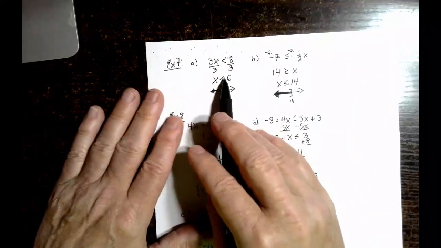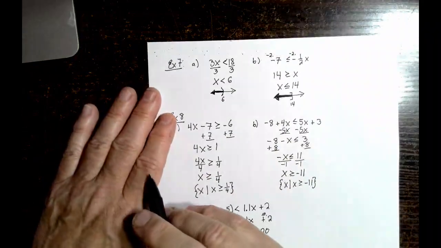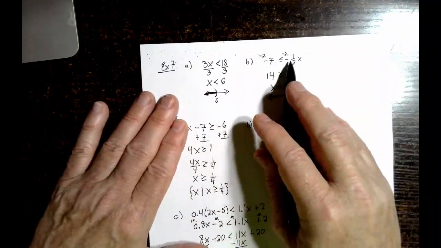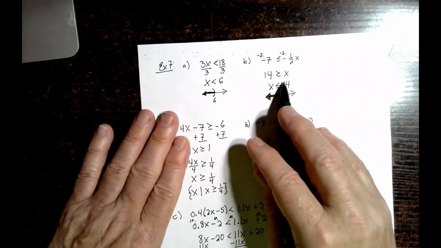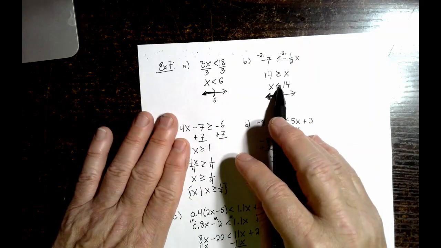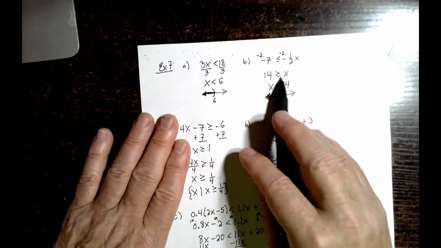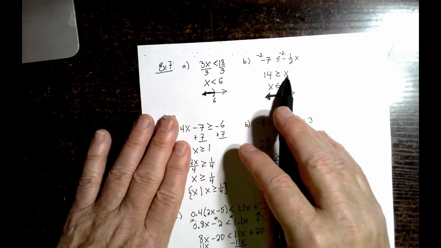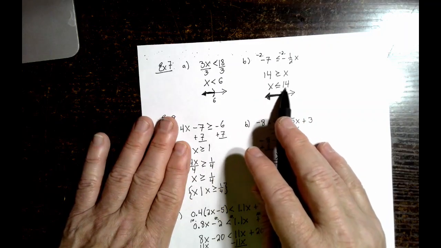Okay, here you divide by 3 and you get this answer and you write it down as an interval. Here you multiply by -2 and you get this guy here. And now this, from here to here, is not invoking that rule. This is just a rewrite. 14 is greater than or equal to x, the same thing as x is less than or equal to 14.